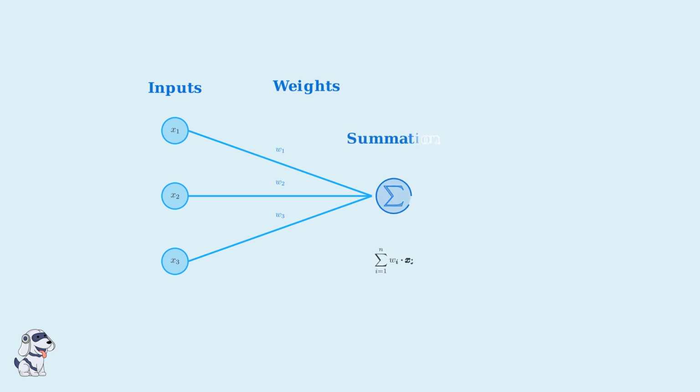The neuron contains a summation function that adds up all the weighted inputs. This is where the magic begins. The neuron combines all the information it receives into a single value. But we're not done yet. The neuron also includes a bias term, an additional constant value that shifts the activation threshold. This bias helps the neuron make better decisions by providing flexibility in when it should activate.